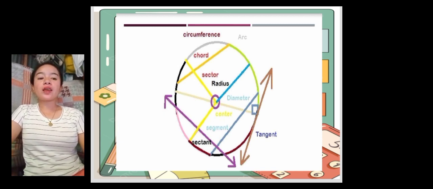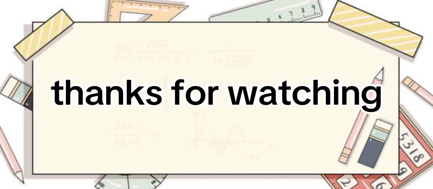The angle at the center, an angle formed by two intersecting lines at the center of the circle. And that's all. Thank you for watching.